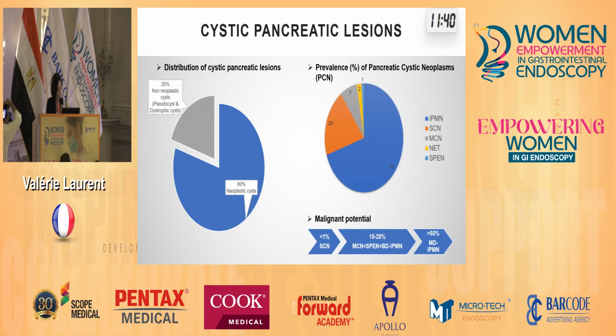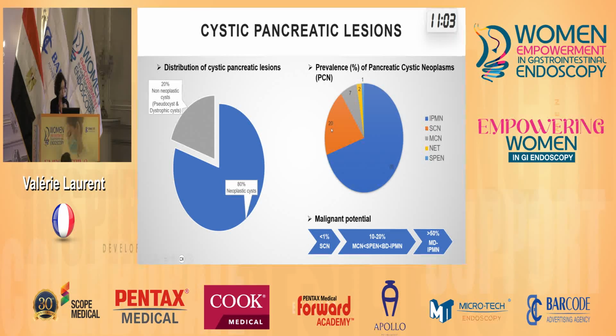These charts show you the distribution of the cysts. In 20% of cases, it would be a false cyst, mainly a pseudocyst or a dystrophic cyst. In this situation, the medical history of the patient will be crucial to have an accurate diagnosis. And in 80% of cases, it will be a true cyst, mainly IPMN, intraductal papillary mucinous neoplasm, which is a benign lesion, but if the main pancreatic duct is involved, the risk of malignancy exceeds 50%.